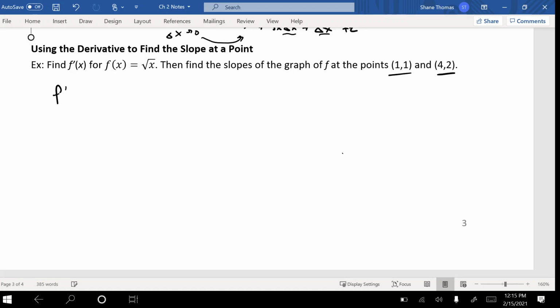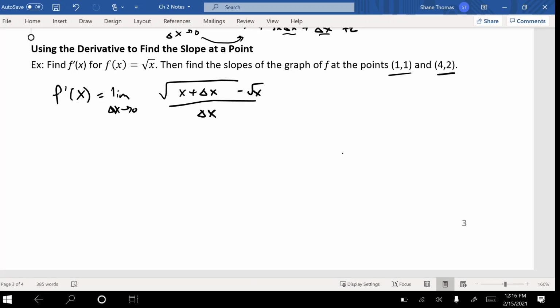So I want to find f prime of x. My function here is just the square root of x. So the limit as delta x approaches 0: plug in x plus delta x for x. So I have the square root of x plus delta x, minus f of x, all over delta x.